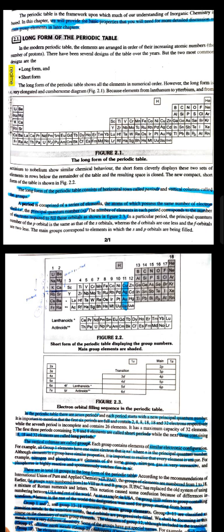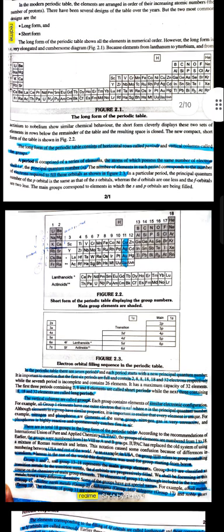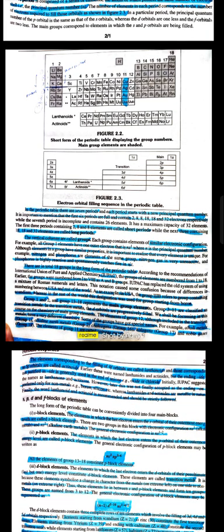The number of elements in each period corresponds to the number of electrons required to fill orbitals as shown in figure 2.3. In a particular period, the principal quantum number of the p orbital is the same as that of s orbital, whereas the d orbitals are 1 less and f orbitals are 2 less. The main group corresponds to the groups in which s and p orbitals are being filled. Let's see the picture 2.3 in which the electron orbital filling sequence is shown.